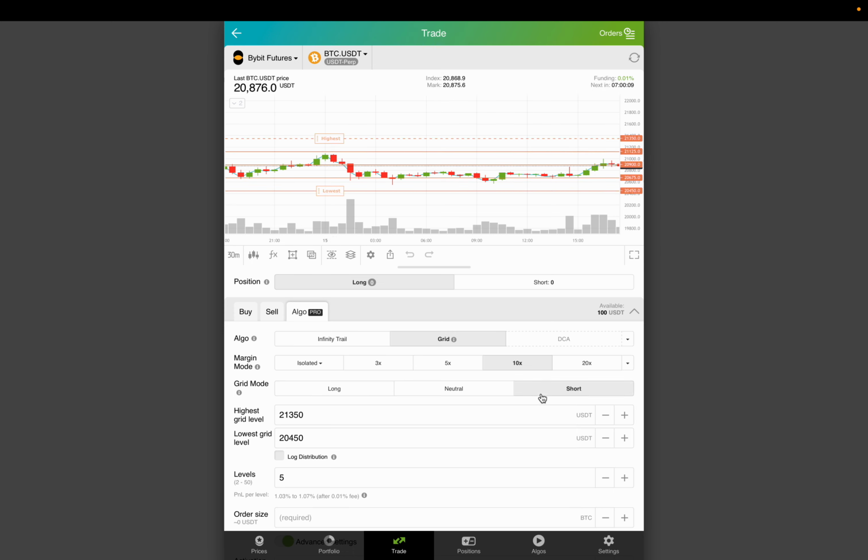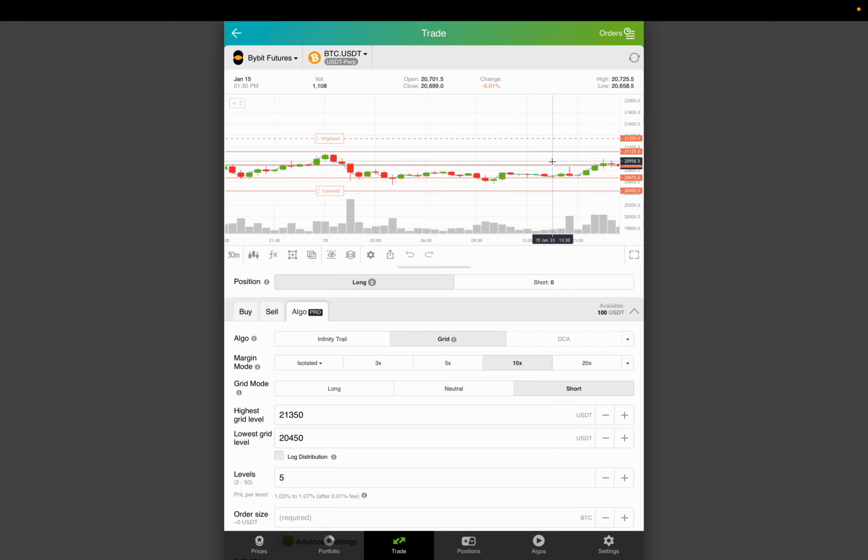And by the same token, the short grid will initially place the sell orders. They will all execute and go to the short position. They will increase the short position. And then as their buy orders execute, the short position will decrease until it goes back to zero. So a short grid will always trade in the short position in hedge mode.